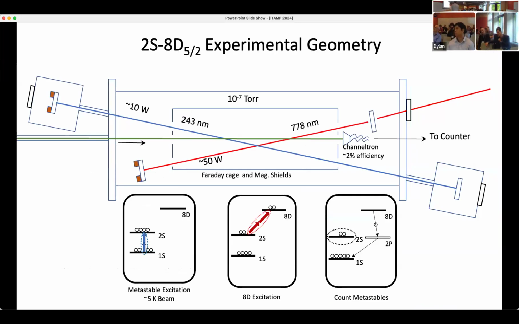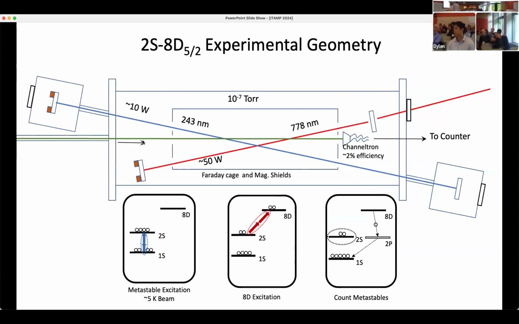So we decided to make a measurement of the 2s-8d5/2 transition. Part of the reason why is that, as I'll show later, it was one of the measurements that had some of the biggest discrepancy in the Rydberg constant determinations previously. And our measurement is pretty simple.